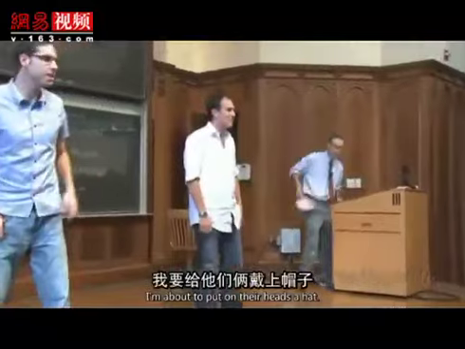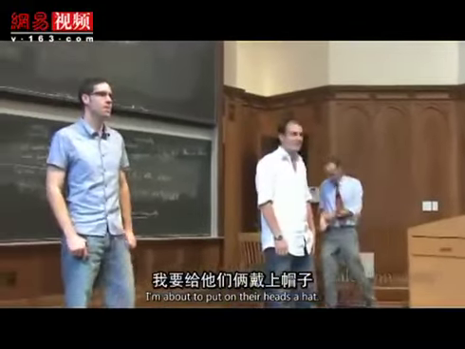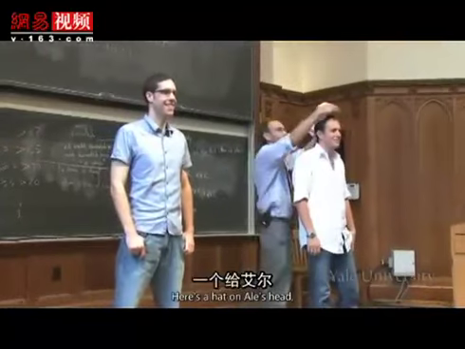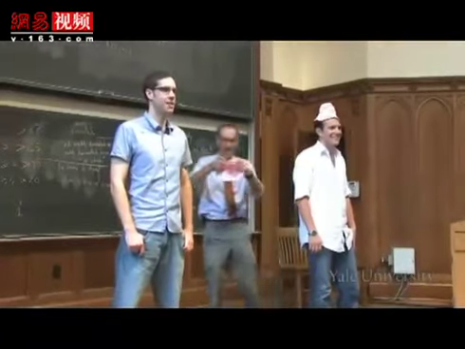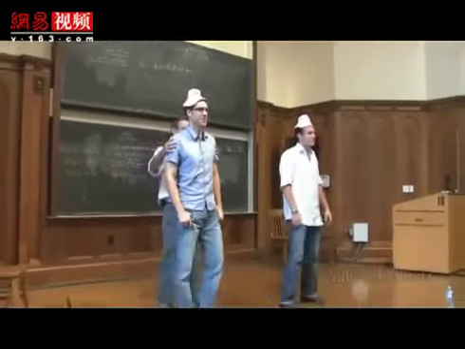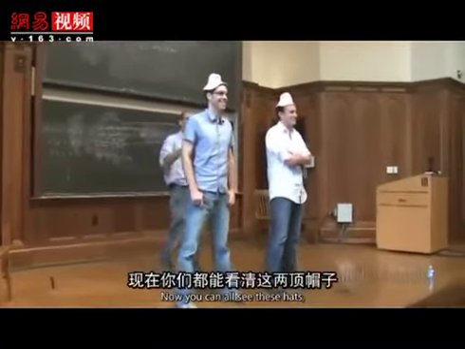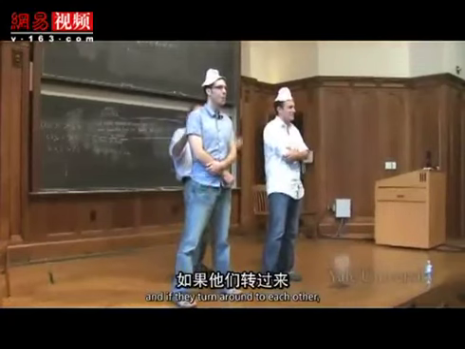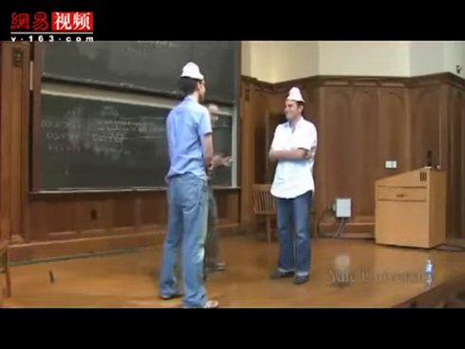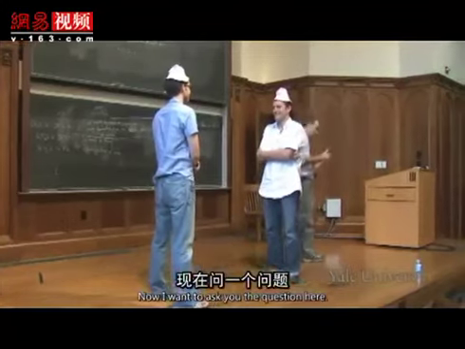All right, I'm about to put on their heads a hat. All right, here's a hat on Ale's head. And here's a hat on Kai's head. Let's move them this way so they're in focus. Now you can all see these hats, and they can see that. And if they turn around to each other, they can see each other's hat. Now I want to ask you the question here.